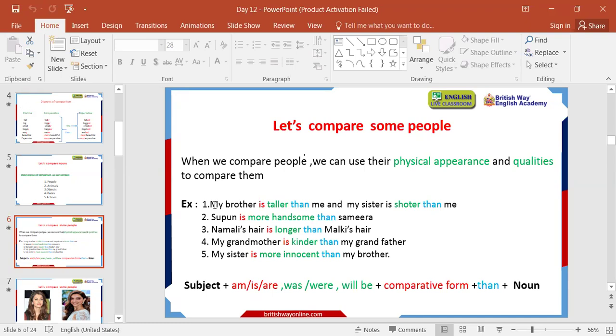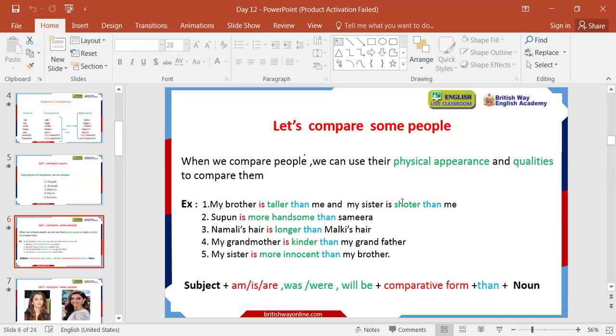So look at this example. My brother is taller than me and my sister is shorter than me. When you compare, you have to use a comparative form. Not tall, you have to use taller. And my sister is shorter than me. Those are the physical appearance.